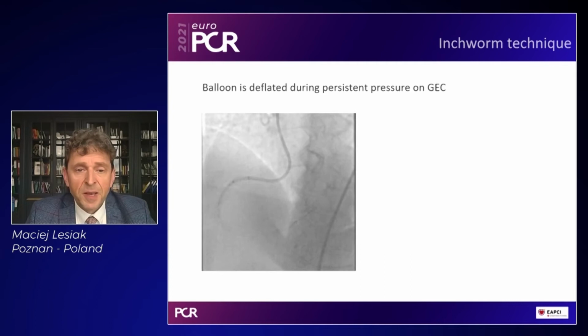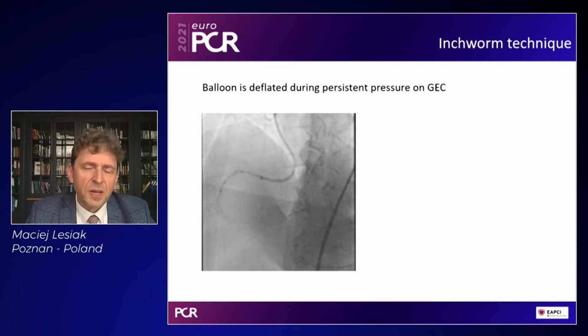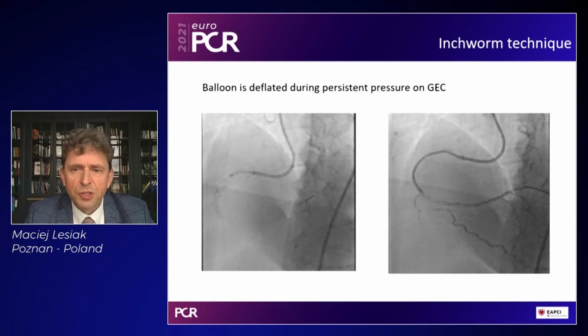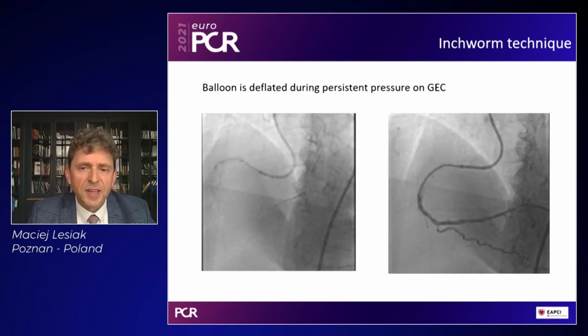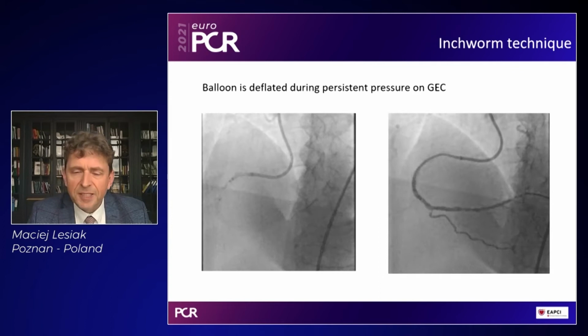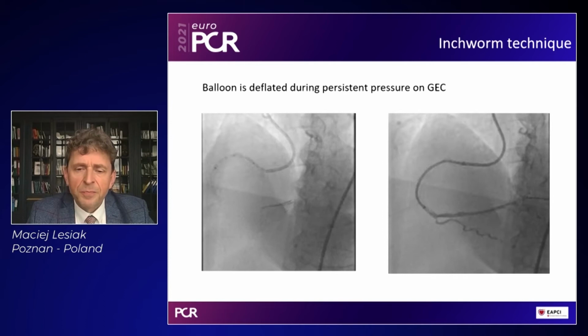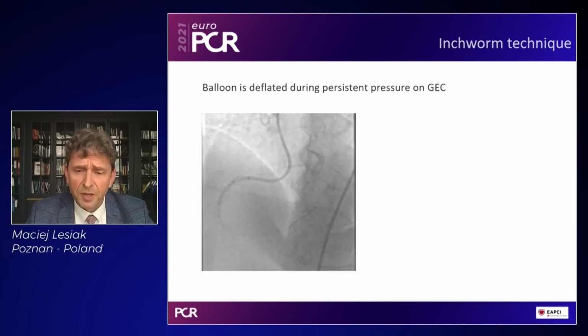Then you have a very useful and very safe technique to make some progress with your guide extension, which is called the inchworm technique. So you deflate a balloon just in front of the tip of the guide extension, and you push the catheter over the deflated balloon. So step by step, with this delicate technique, you can deliver your guide extension very deeply, very distally into the vessel.